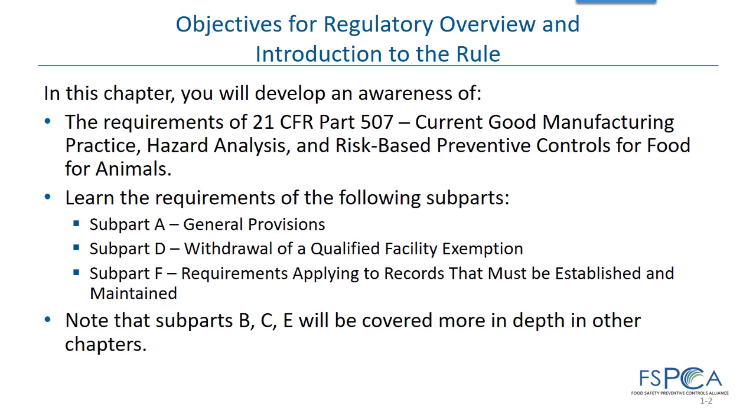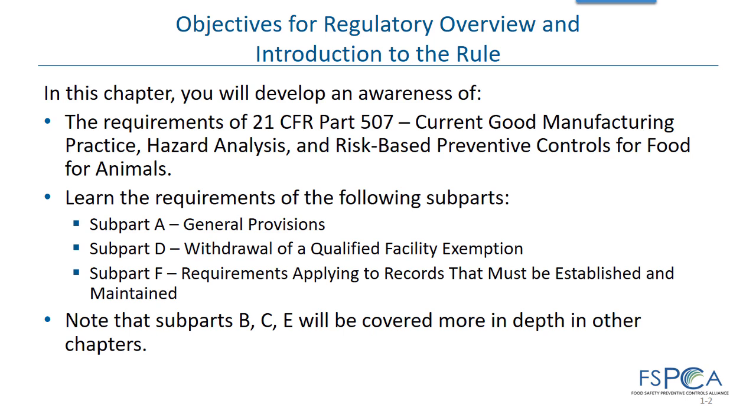First and foremost, we're going to look at the requirements of 21 CFR Part 507, Current Good Manufacturing Practice, Hazard Analysis, and Risk-Based Preventive Controls for Food for Animals. So that whole statement there is the actual whole title of the FDA regulation that we're covering in this course. Sometimes I'll refer to this as just Part 507, or just the animal food rule, or preventive controls for animal food. But that's the whole title there. And it kind of gives you a little bit of preview of the different parts of the regulation that we're going to be learning about.